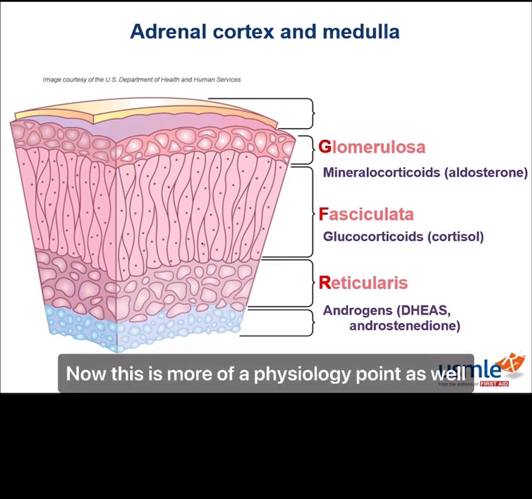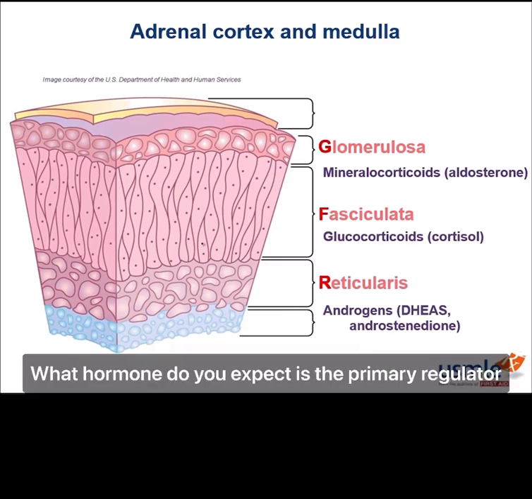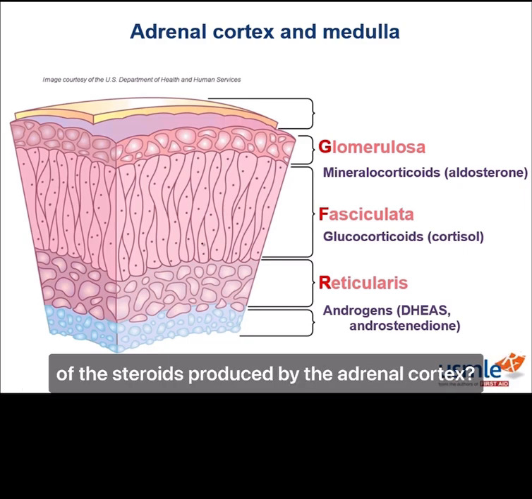Now this is more of a physiology point as well, but it's worth asking. What hormone do you expect is the primary regulator of the steroids produced by the adrenal cortex? Hint, it practically has adrenal cortex in the name.